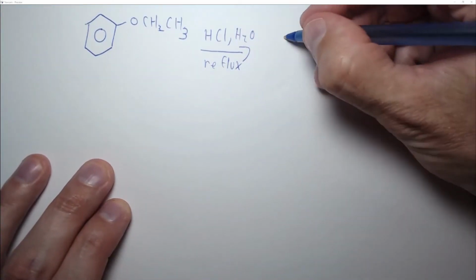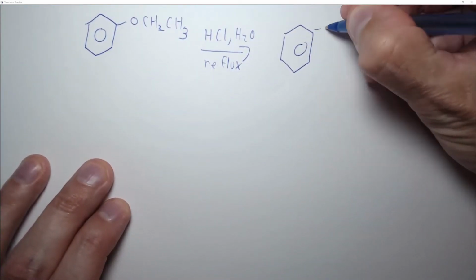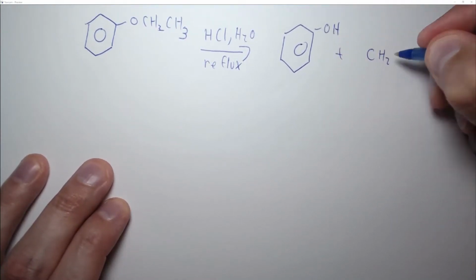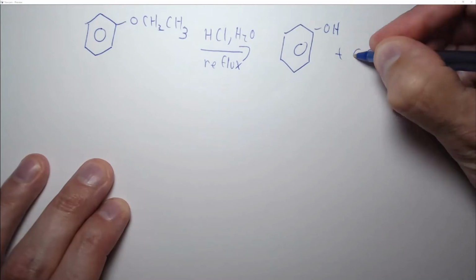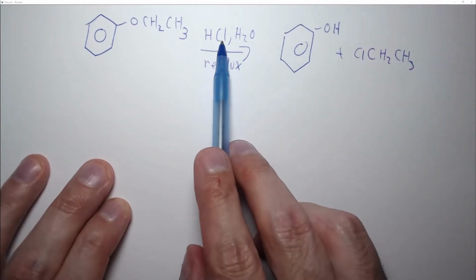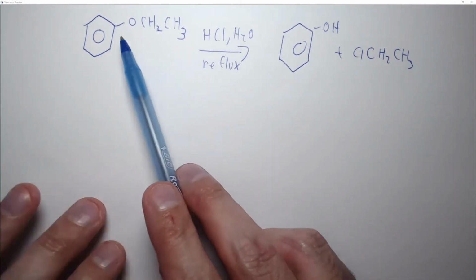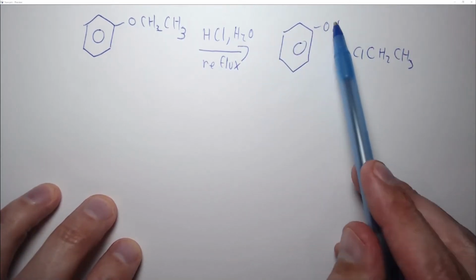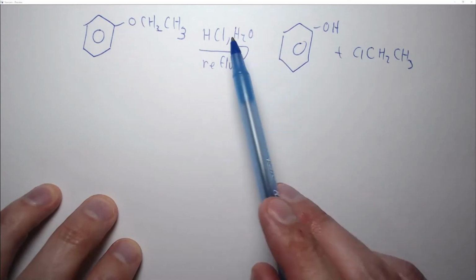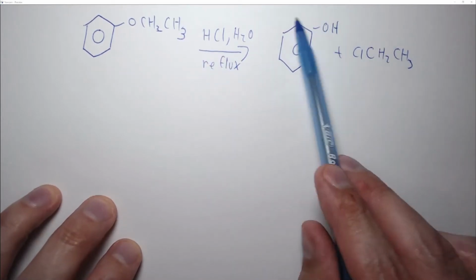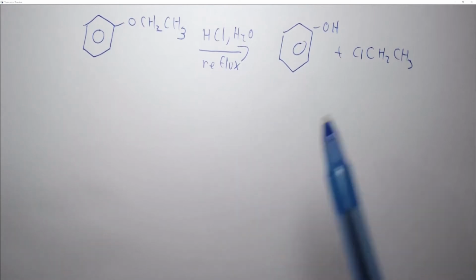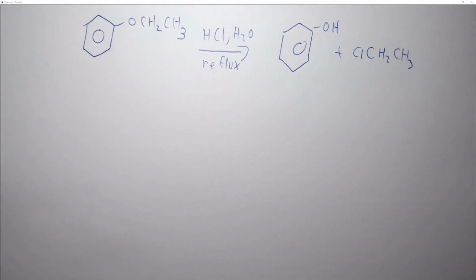When we do this, what we end up with is the alcohol and the alkyl halide, in this case, the chloride. So this is kind of the opposite of the Williamson ether synthesis. Remember that in the Williamson ether synthesis, this was an alkoxide, but in HCl, that can't exist. So that would easily be protonated to form the alcohol.